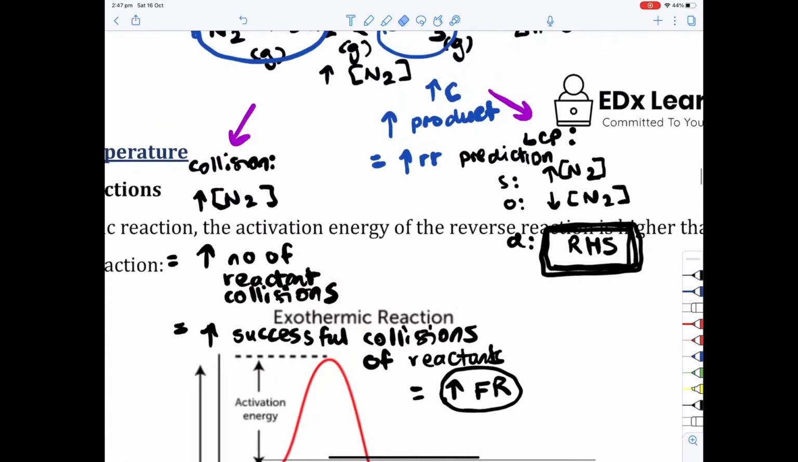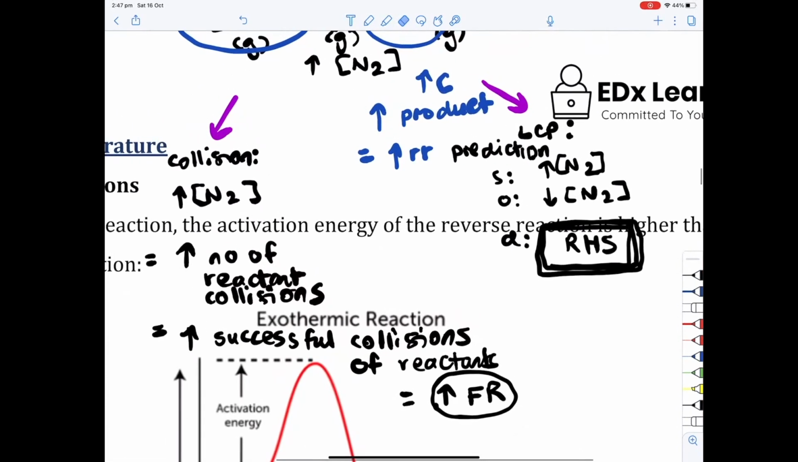Okay, so does everyone now understand how LCP is an implication of collision theory? This is very high yield. Exams love to ask this because a lot of students don't understand it. Okay, good. Are we ready to try another question?